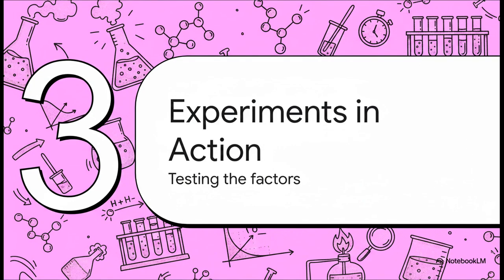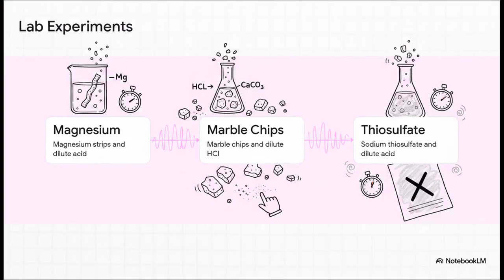Section 3. Experiments in action. Testing the factors. The syllabus explicitly lists 3 specific practical exercises you absolutely must know. First up, adding magnesium strips to dilute acid.